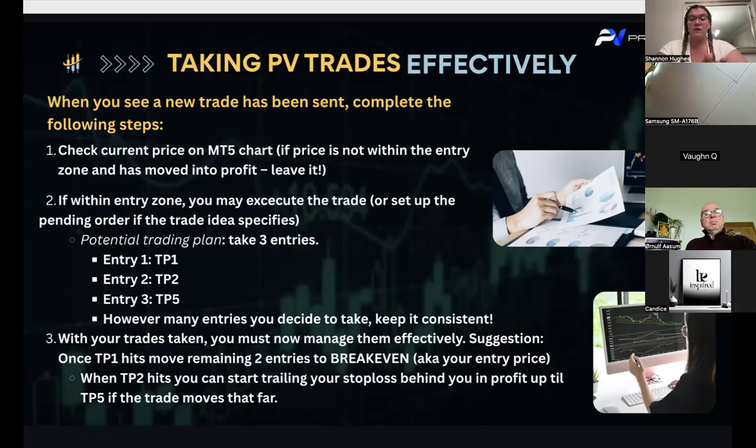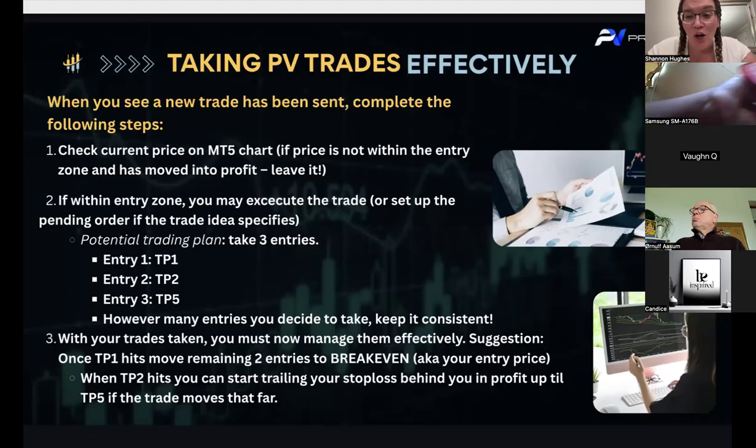Okay, so I'm going to show you guys how to do this. But what this basically means is you're going to break even on those trades. You go risk-free. So you'll have secured TP1, and then your other remaining entries are now risk-free. Now you can go about your day and not really stress about them. When TP2 then hits, this is where you can potentially start trailing your stop loss. And again, I'm going to show you how to do that.